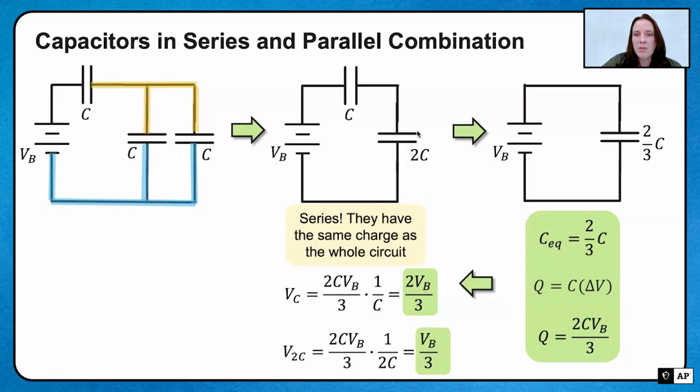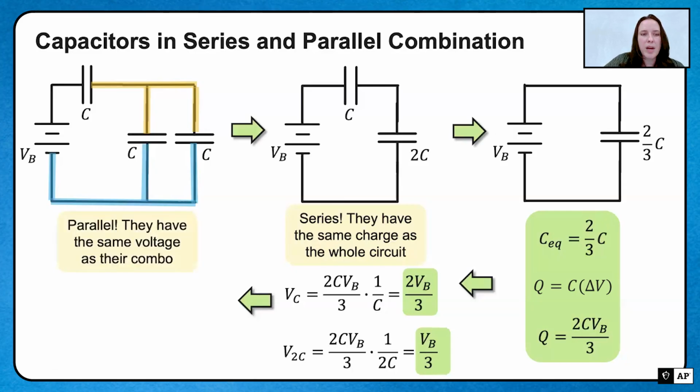If I do the same thing for the side capacitor, my Q is 2CV over 3 over my capacitance, 2C. The 2C's cancel out, and that gives me just V battery over 3. All right, one more step backwards. Because these capacitors are in parallel, they have the same potential difference. They have that same voltage as their combined 2C capacitor did, that V_B over 3. So both of these have a voltage of V_B over 3.